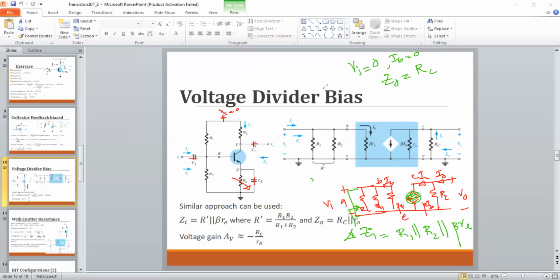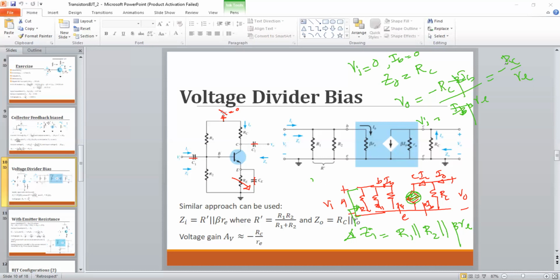Then you can evaluate the voltage gain. The output voltage V out is simply minus RC times beta IB. What about your input voltage? IB into beta RE. So the gain equals minus RC over RE. Very similar to the very first case. There won't be any impact on the gain from this transistor configuration, but you can do some stable biasing through this voltage divider.